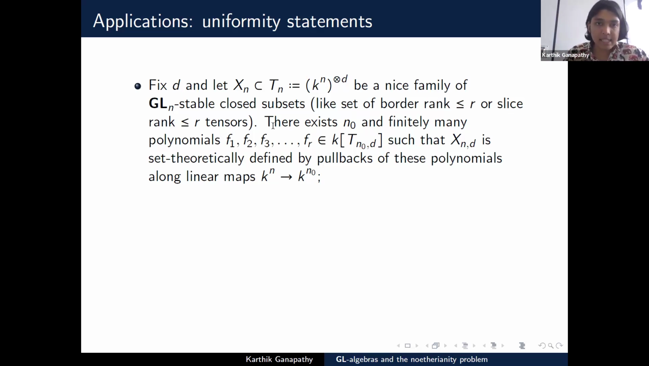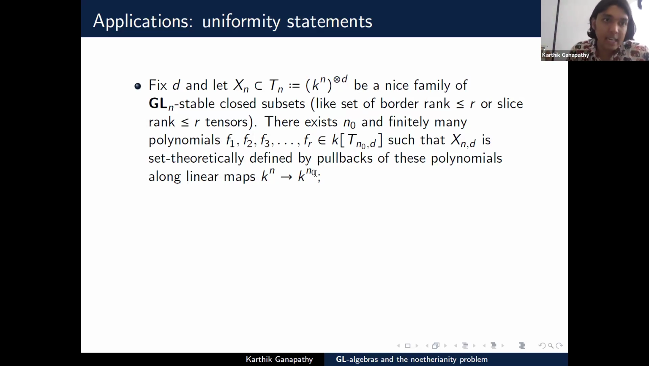Draisma's theorem implies that there exists an N0 and finitely many polynomials F1 through Fr in the coordinate ring of just K^N0. So when you fix N0, every larger closed subset is set-theoretically defined by pullbacks of just these finitely many polynomials along linear maps from K^N to K^N0. So it's essentially saying that there are finitely many polynomials such that the border rank less than or equal to 5 tensors in the default tensor product of any large dimensional vector space are defined by them.